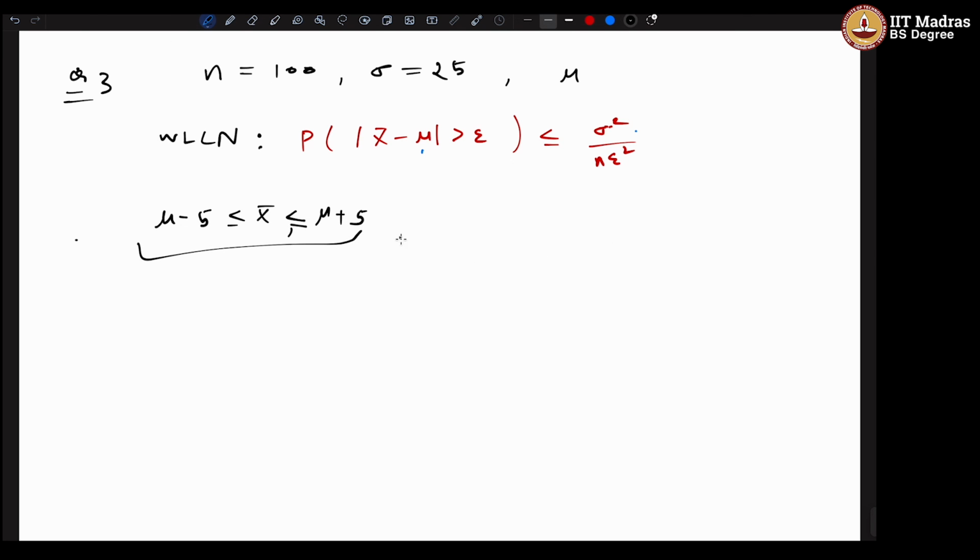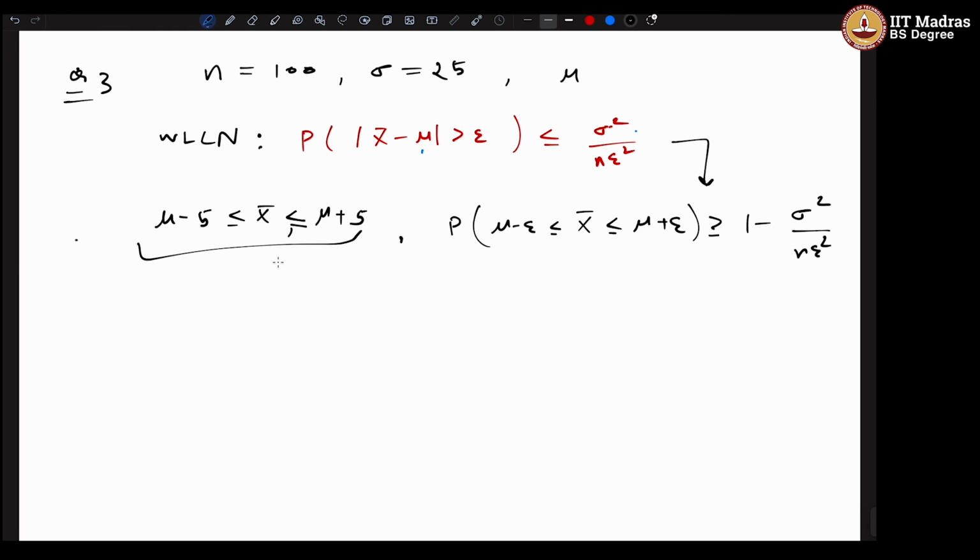So what we have is the probability of x bar less than or equal to mu plus epsilon and greater than or equal to mu minus epsilon, and that will be greater than or equal to 1 minus sigma square by n epsilon square. Right? That is the expression from the weak law of large numbers that we have.